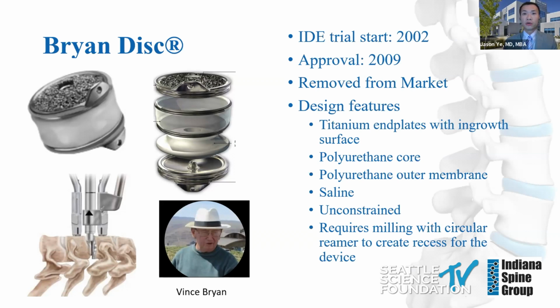Around this time, the total joint surgeons recognized polyethylene wear debris as a cause of osteolysis. The Bryan disc had an outer polyurethane membrane to contain any wear particles. The choice of ingrowth fixation did require reaming the end plates with a circular milling device for insertion.